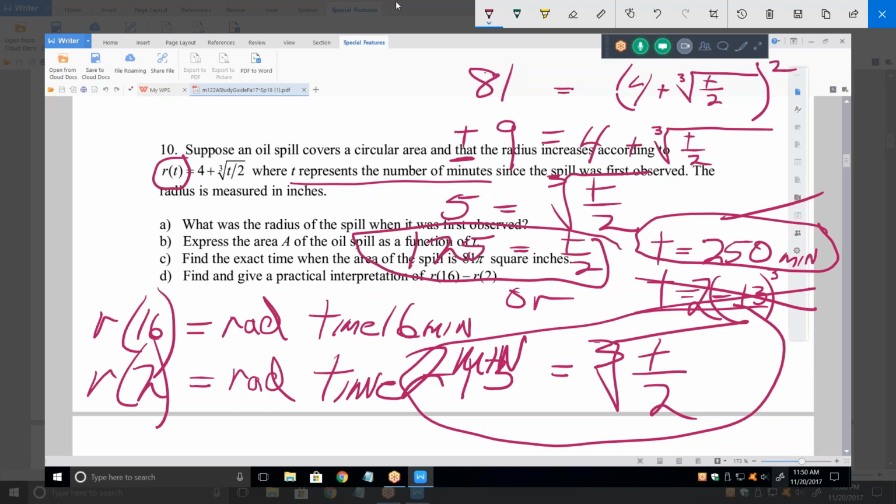So what is R of 16 minus R of 2? The change in the radius between 2 minutes and 16 minutes. In other words, this is going to be whatever the radius of that circle is at the end of 16 minutes. This is what the radius was at 2 minutes. So it's the difference in the radiuses based on time.